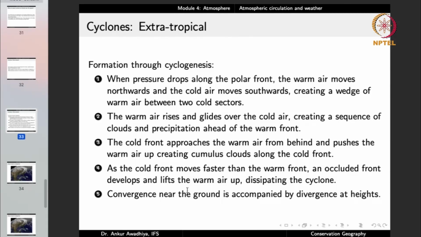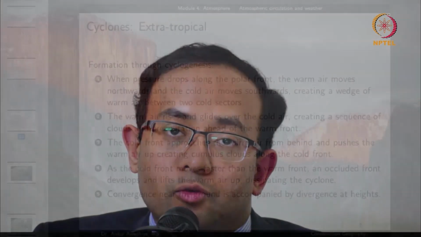Now, if the cold front moves faster than the warm front, you will get an occluded front. The occluded front lifts the warm air up, dissipating the cyclone. So this is how the cyclone will end. And convergence near the ground will be accompanied by divergence at the heights. So essentially, in the case of extratropical cyclones that are formed through cyclogenesis, the reason for their formation is the creation of warm and cold fronts, and the cold front is typically faster, so it creates an occluded front which will ultimately end the extratropical cyclone.